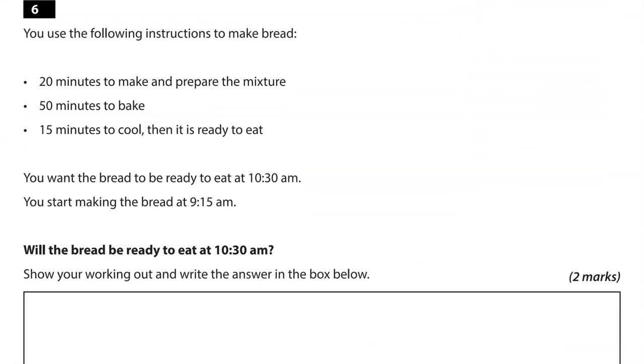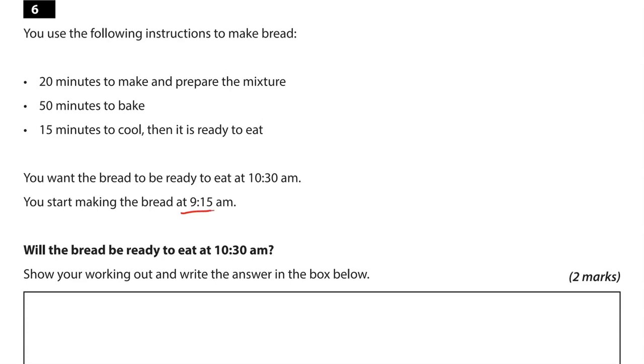You use the following instructions to make bread. 20 minutes to make and prepare the mixture. 50 minutes to bake. 15 minutes to cool, then it is ready to eat. You want the bread to be ready to eat at 10:30 a.m. You start making the bread at 9:15 a.m. Will the bread be ready to eat at 10:30 a.m.? Show your working out and write the answers in the box below.